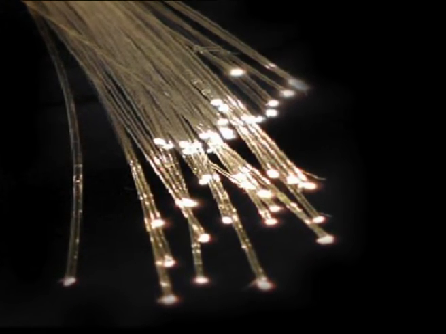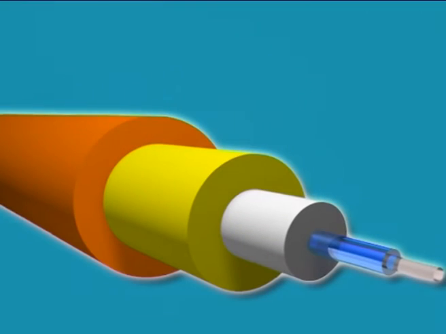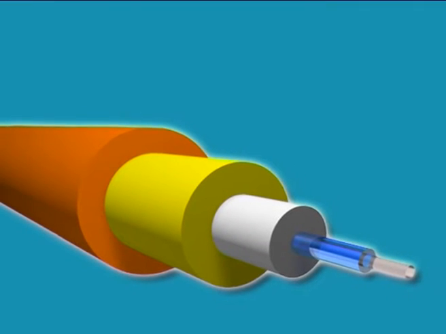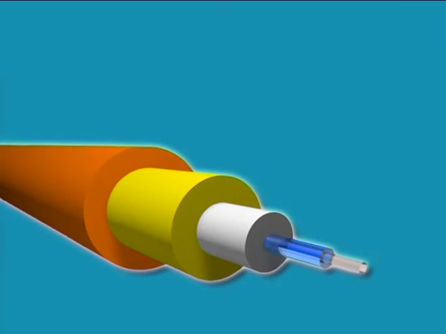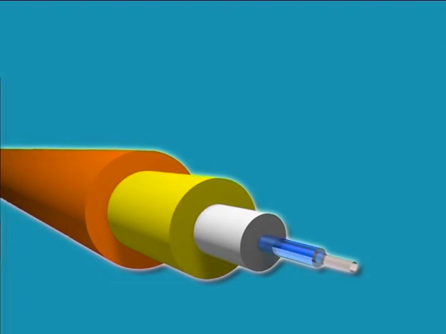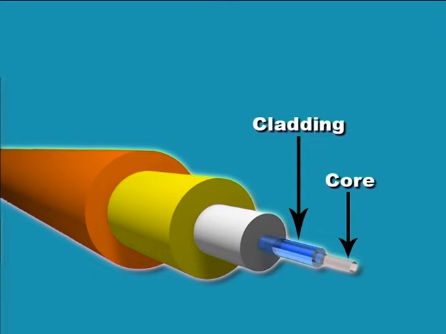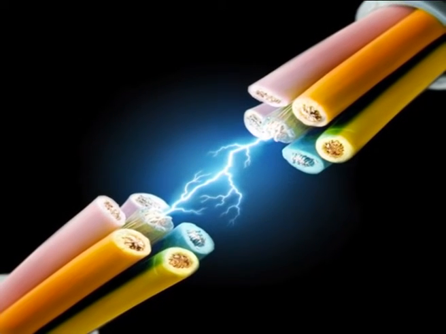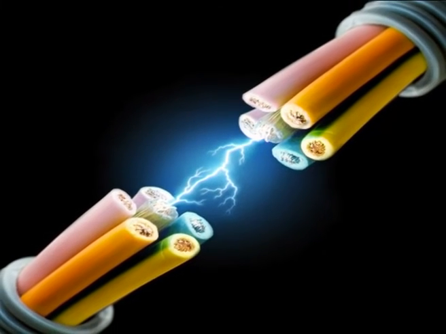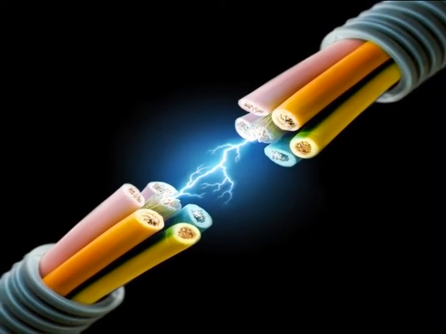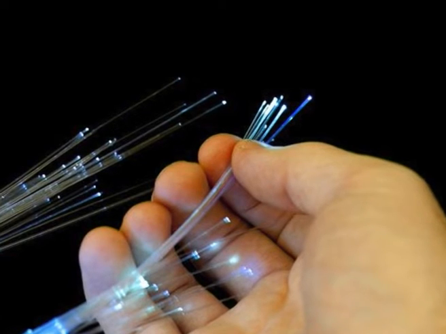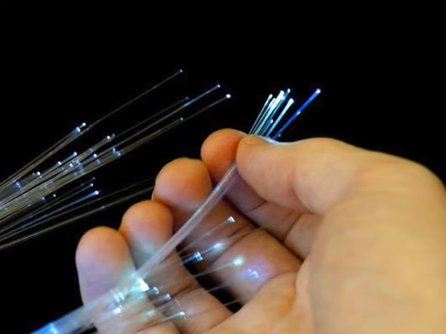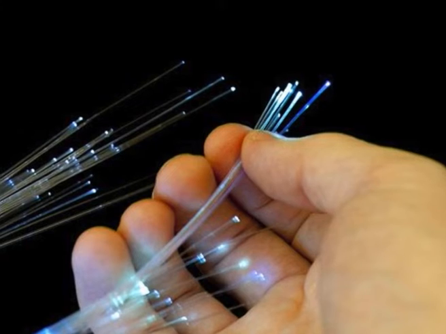As we can see in this figure, OFC has a cylindrical shape and consists of three concentric sections, which are the core, the cladding, and the jacket. Optical fiber transmits a signal-encoded beam of light using a phenomenon called total internal reflection. Total internal reflection can occur in any transparent medium that has a higher refractive index than the surrounding medium.